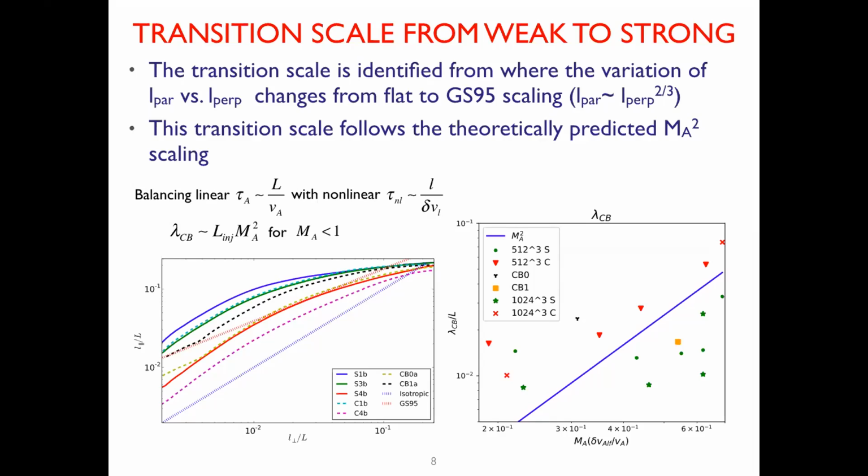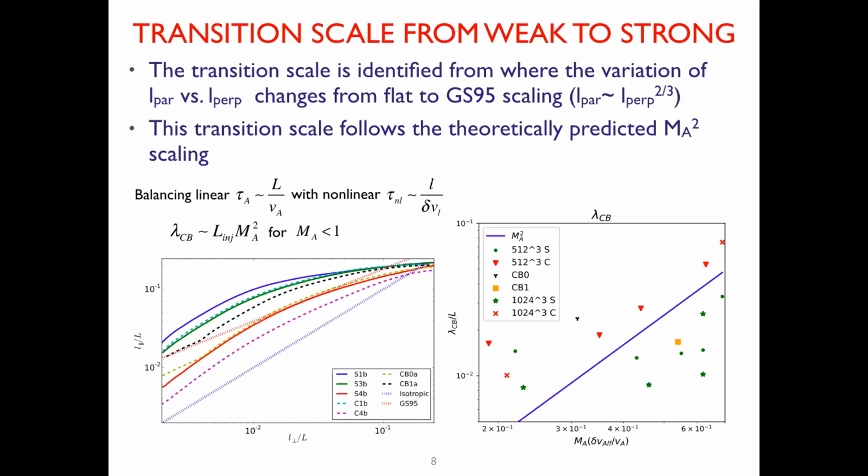Whereas when you go to high MA, you start following the Goldreich-Sridhar slope, which is the 2/3 slope, shown by the red dotted curve. And from this, we could derive the transition scale as a function of MA, which is shown on the right-hand side figure. And this transition scale goes as MA square. So this is another verification of the theoretical prediction.